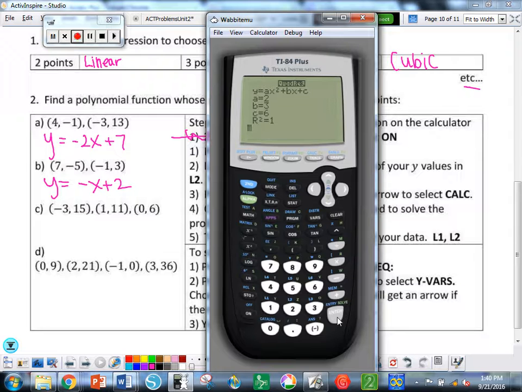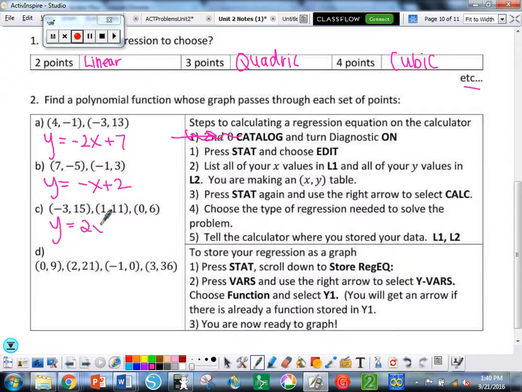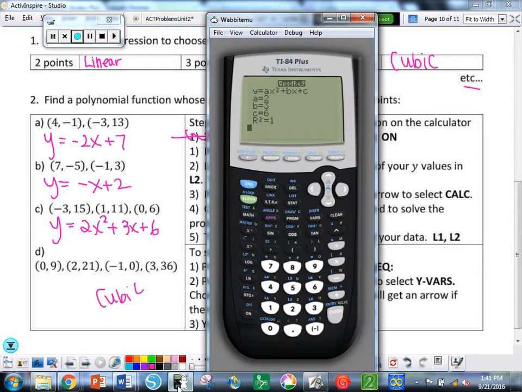So what do we write here? Y equals 2x squared plus 3x plus 6. And if I were doing this one, I would choose a what kind of regression? Cubic. I want to show you something else. Just watch. I'm going to go back to stat, calculate, quadratic.